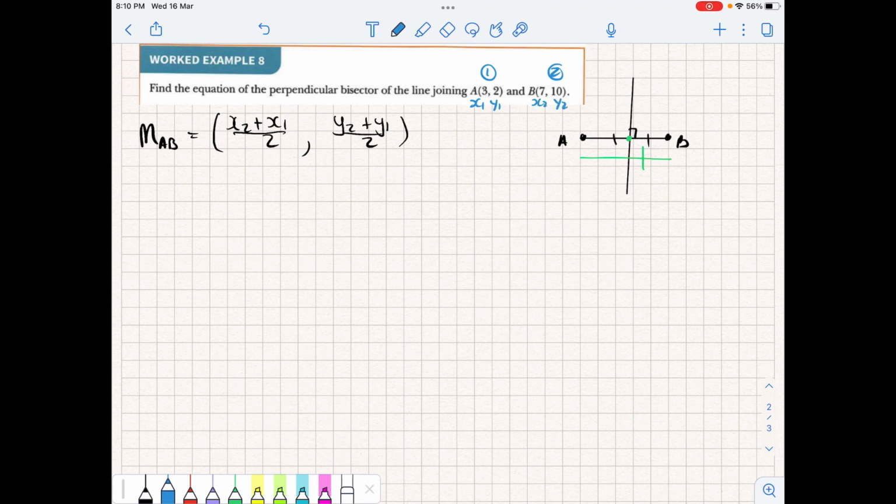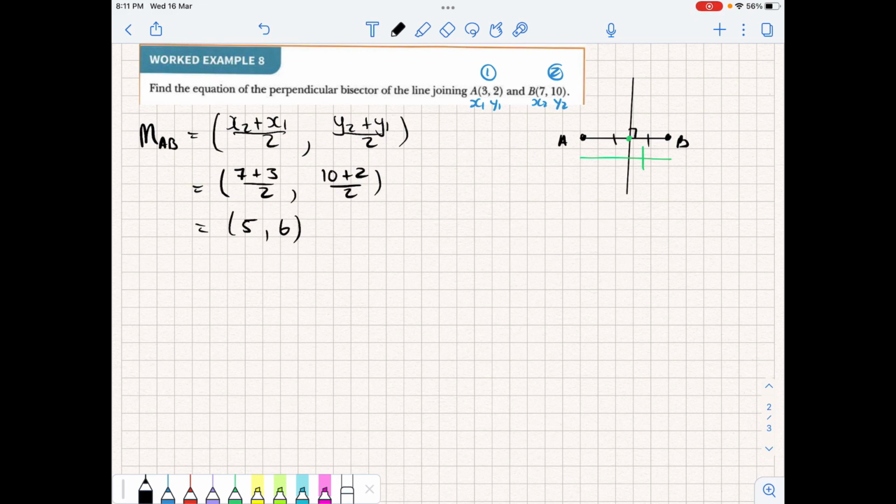And we can stick it straight into the equation. So we're going to get (7 plus 3) over 2, and we're going to get (10 plus 2) over 2. And that's going to give us the midpoint as (5, 6). So that's the coordinates of the midpoint. And the midpoint appears on both lines. So now we have a point on the line that we're trying to calculate.